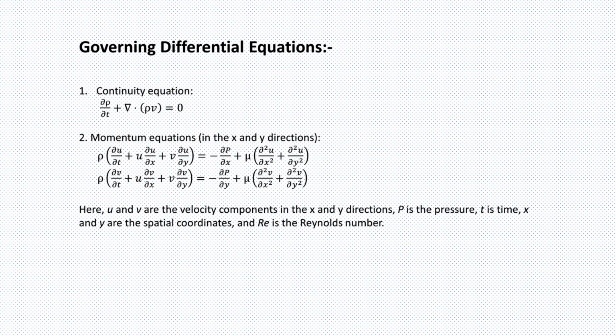Now let's look at the governing differential equations. The governing equations for this problem are the Navier-Stokes equations, which describe the motion of a fluid. The first one is the continuity equation, ∂ρ/∂t plus ∇·(ρv) is equal to 0. The second one is the momentum equation in the x and y direction, which you can see here. Here u and v are the velocity components in the x and y direction, p is the pressure, t is the time, x and y are the spatial coordinates and Re is the Reynolds number.